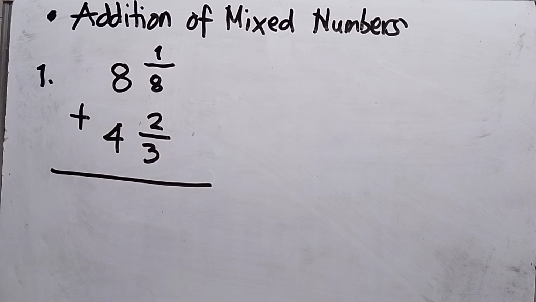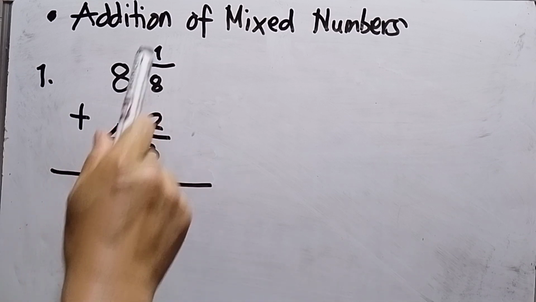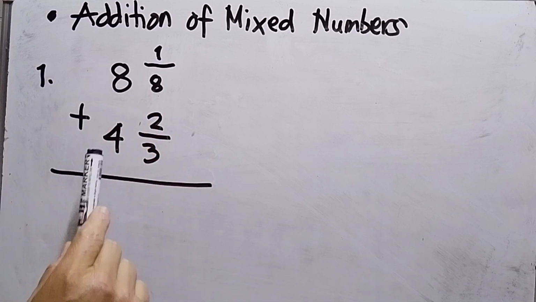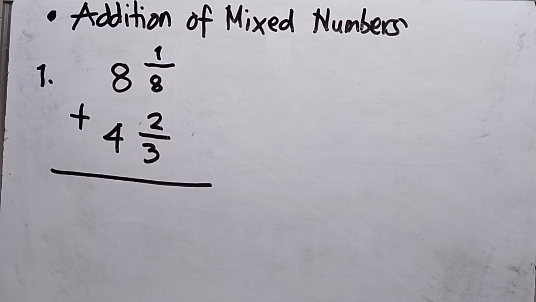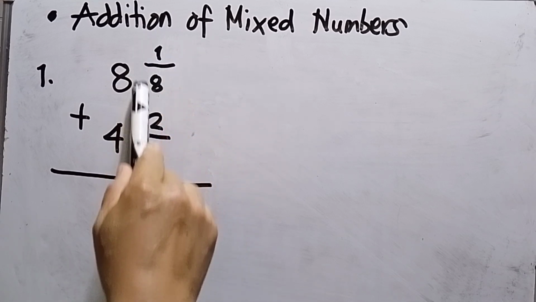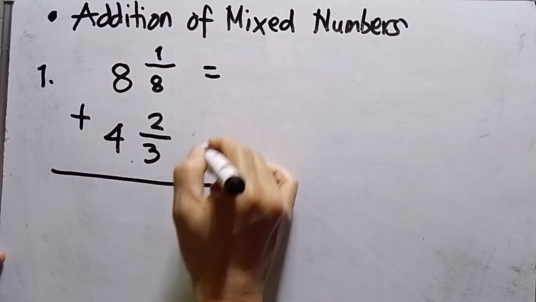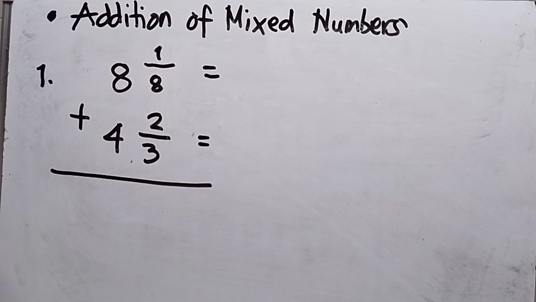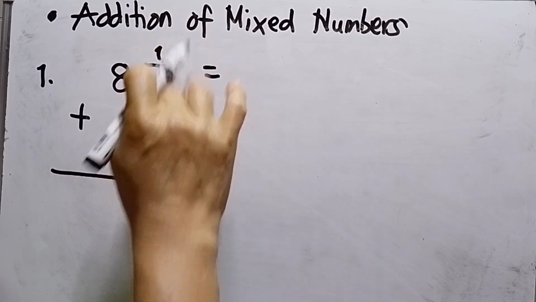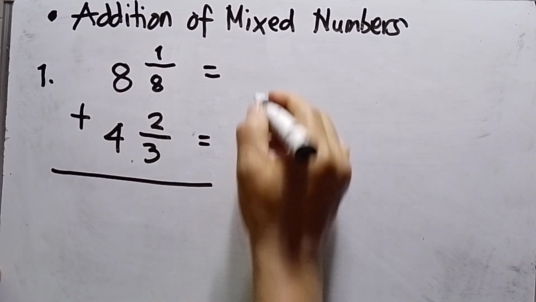So to start with number 1, I have 8 1/8 plus 4 2/3. Since we cannot add this one because these are dissimilar fractions, we need to change or convert this one. So this will be 8.